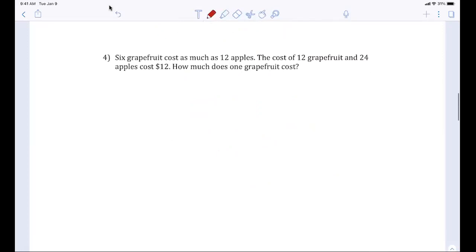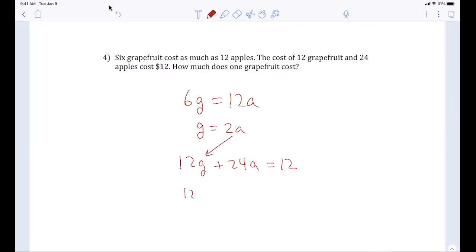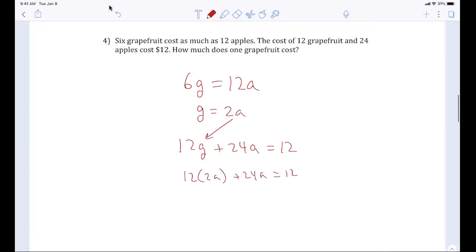Now this is where some of you whined a little bit yesterday. 6 grapefruit cost as much as 12 apples. Now I tried to show you when you get something like that, you might as well just say a grapefruit costs as much as 2 apples. And then you have 12 grapefruit plus 24 apples equal $12. So now G is 2A. So 12 times 2A plus 24A equals 12.